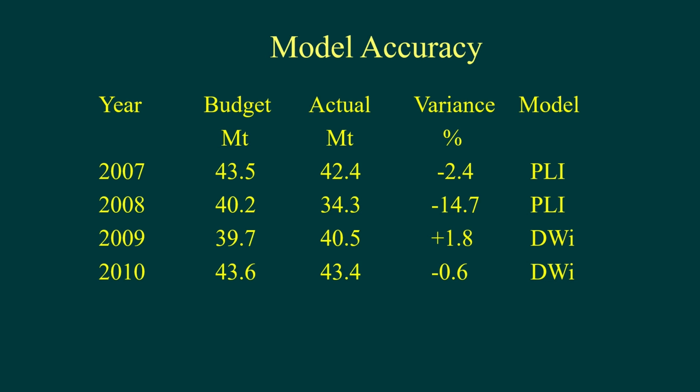So with the incorporation of the revised model that I described to you, we can see now the budget for the next year was 39.7 million tonnes per annum, which would have been predicted or forecast by that new model, and again almost bang on, 1.8% variance on that. And into 2010 that continued that correspondence between actual and budget.